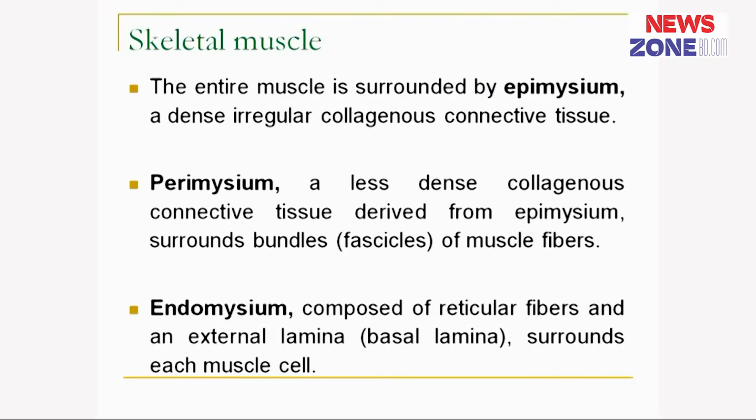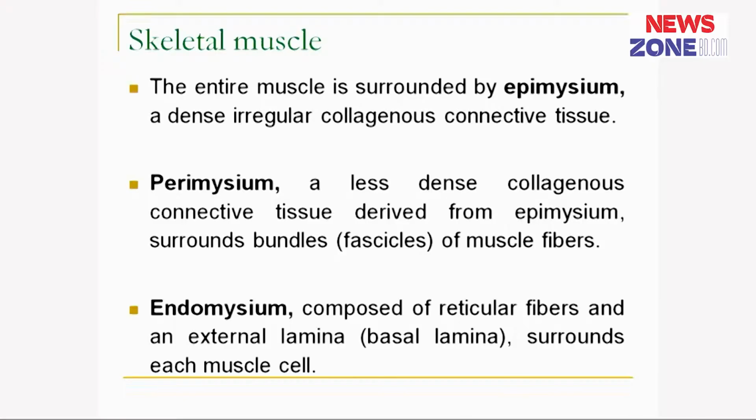There are sub-coverings in the skeletal muscles, that is epimysium, perimysium, and endomysium. The entire muscle is surrounded by the epimysium, that is a dense irregular collagenous connective tissue. Perimysium, a less dense collagenous connective tissue derived from epimysium, surrounds bundles or fascicles of the muscle fiber. Endomysium, composed of reticular fibers and an external lamina or basal lamina, surrounds each muscle cell.